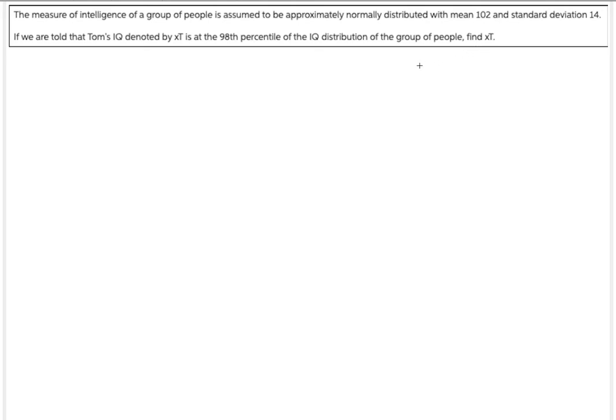Okay, so first notice that XT is Tom's IQ score. These are his IQ points. And we need to find that based on the fact that the mean of the group of people is 102 and the standard deviation is 14. So how do we relate all these numbers?